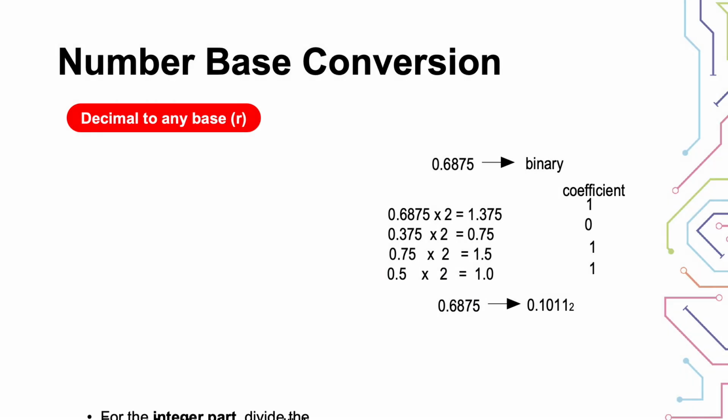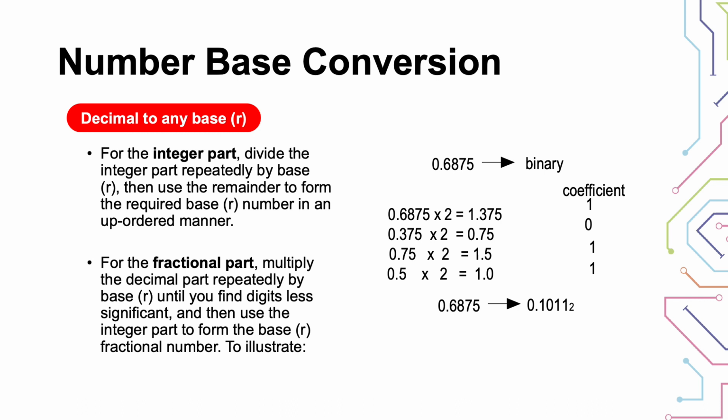So here we are in our number base conversion, and we have here decimal to any base r. For decimal to any base r, for the integer part, ang gagawin lang is i-divide siya sa kung ano ang base na given. And then use the remainder to form the required base number in an up-ordered manner. And as for the fractional part, multiply lang natin yung decimal like it is depicted here at our example here.